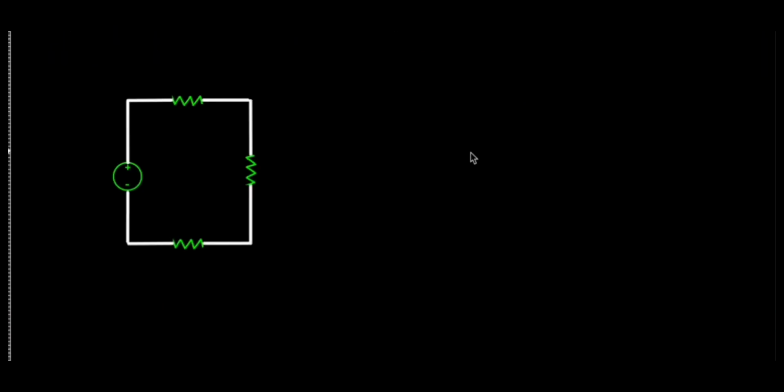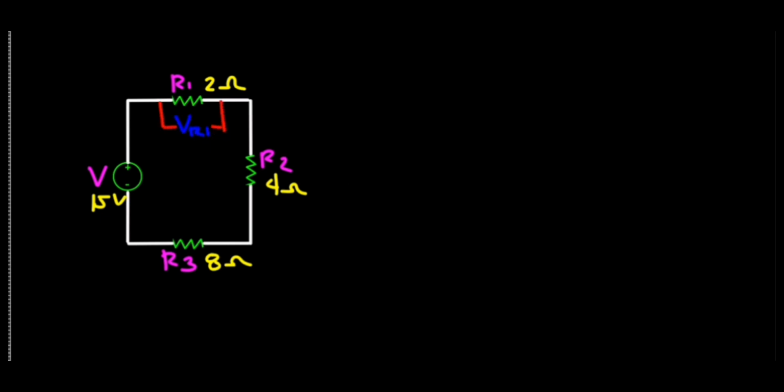Here is another example. A voltage source labeled as V is connected in series with three resistors, R1, R2 and R3. Their values are also given in the circuit. Let's designate the voltage across the resistors as VR1, VR2 and VR3. Then we labeled the total current flowing as I. Just like the first example.